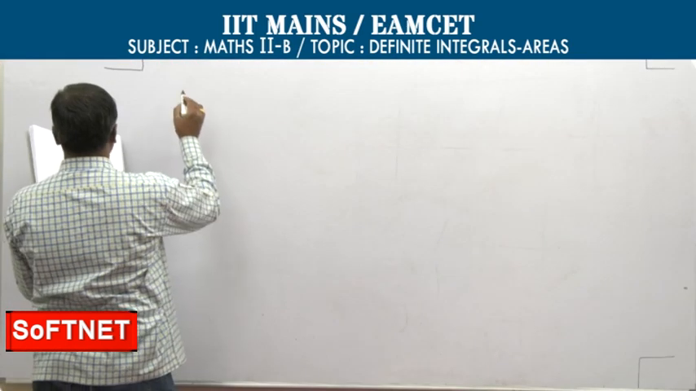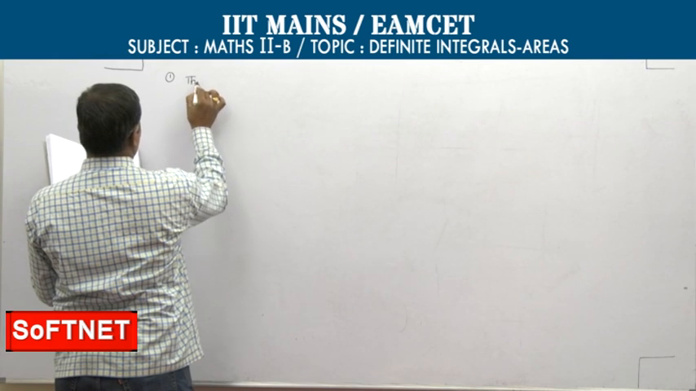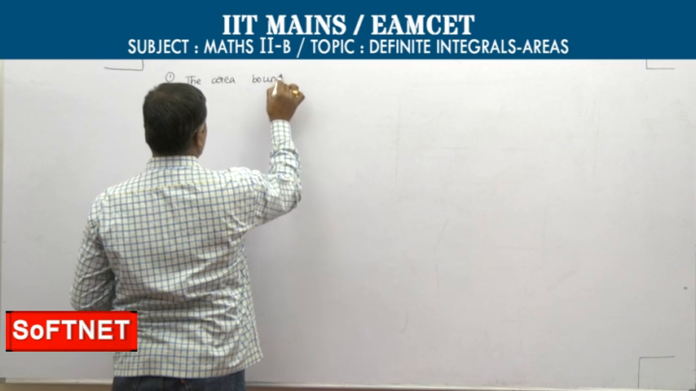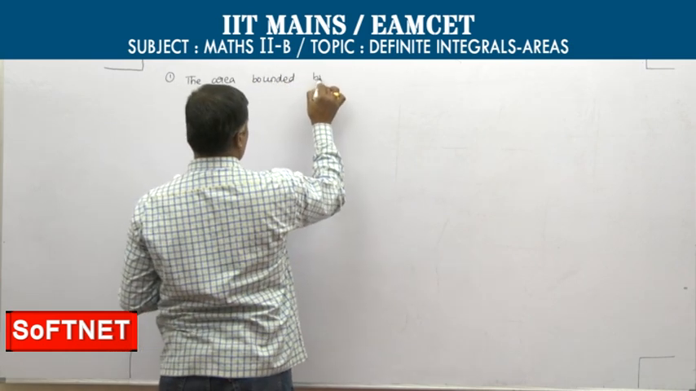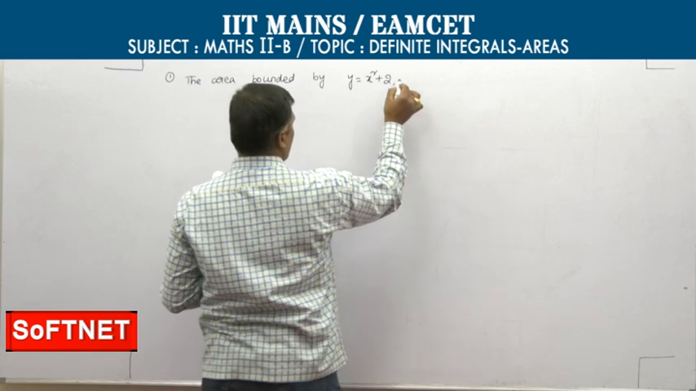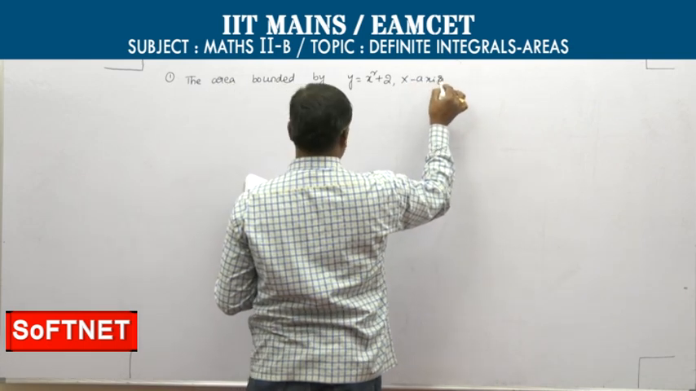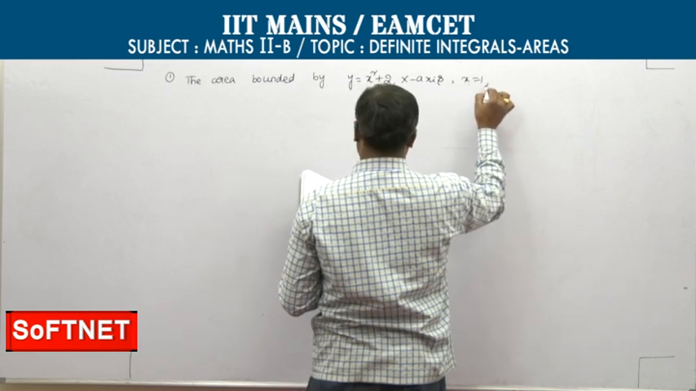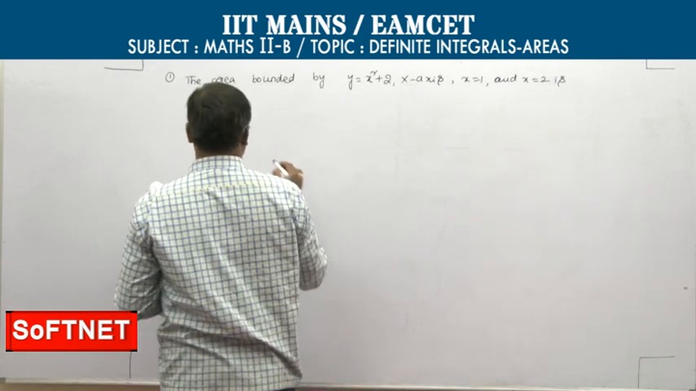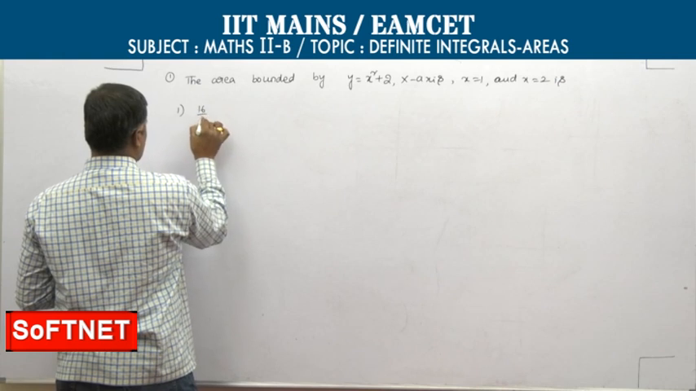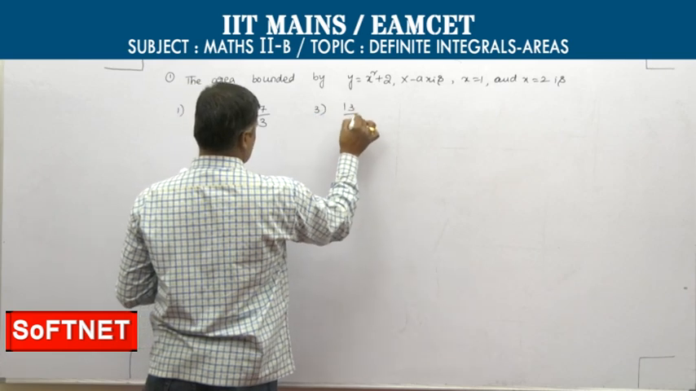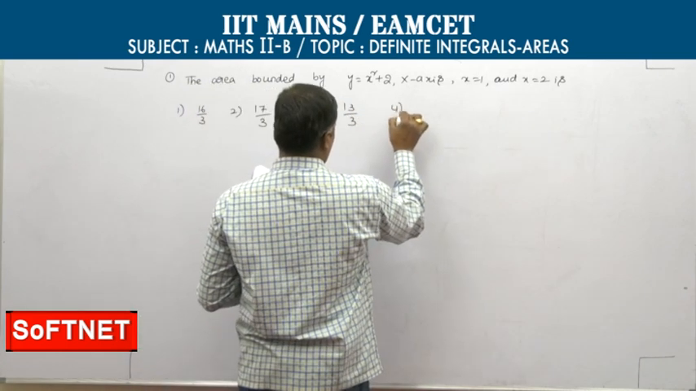The area question: the area bounded by y equal to x square plus 2, x axis, x equal to 1 and x equal to 2 is: first option 16 by 3, 17 by 3, 13 by 3, 20 by 3.